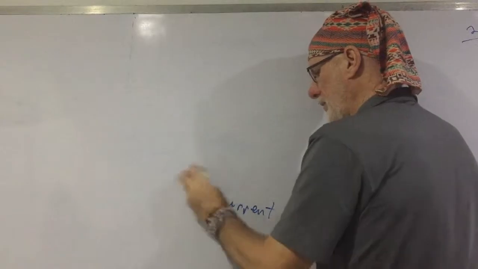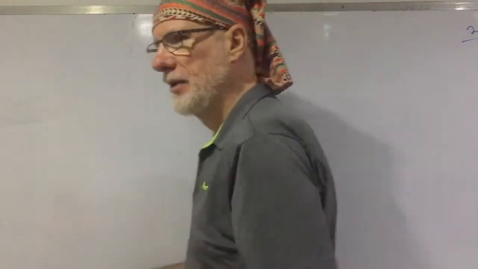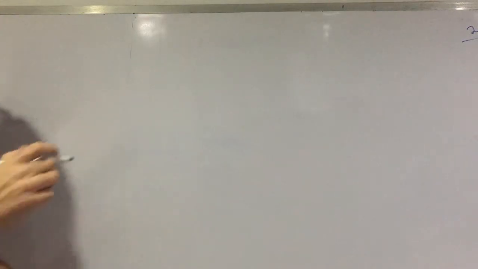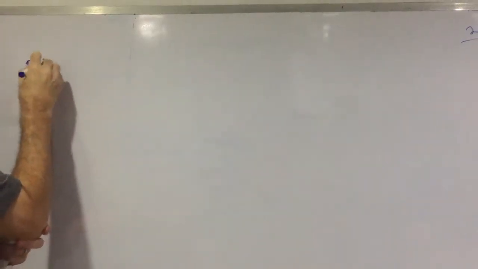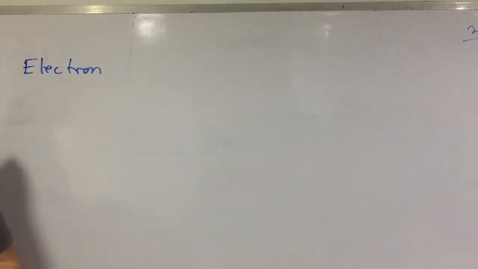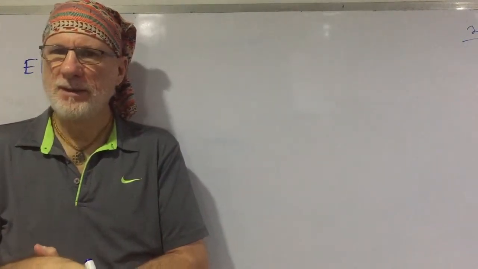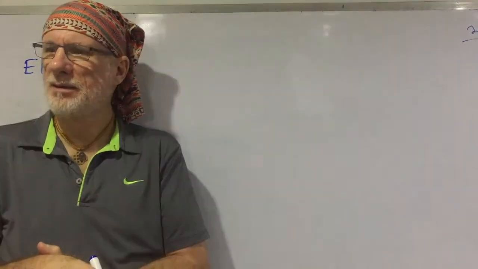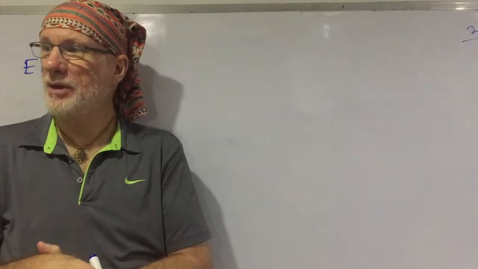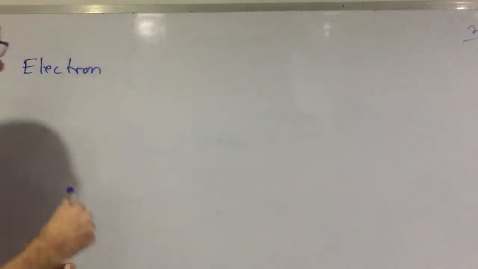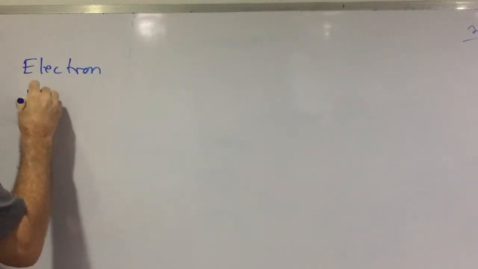Okay. Now, let's put some words down. I'll fill the board with words. So, vocabulary words. Like, first word, electron, correct? Where does the word electron come from? Not electricity, not electronic. Amber. It's a Greek word for amber, remember? Okay, so amber's a good word.